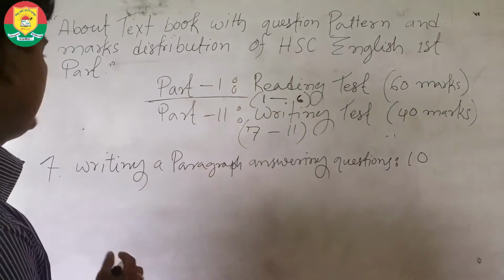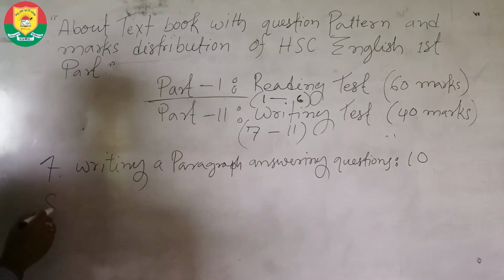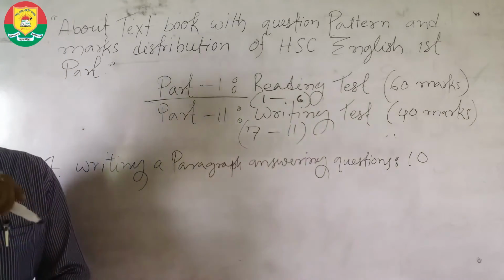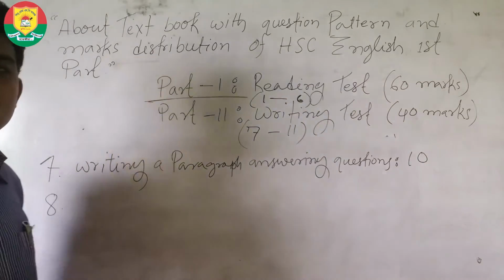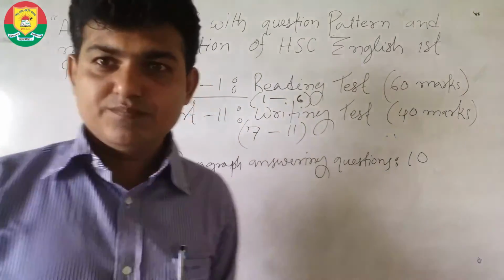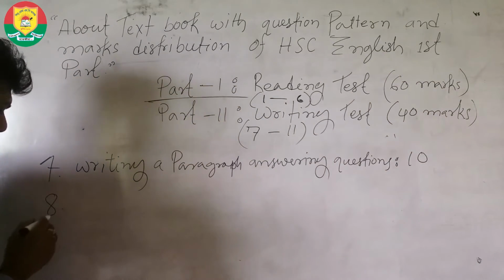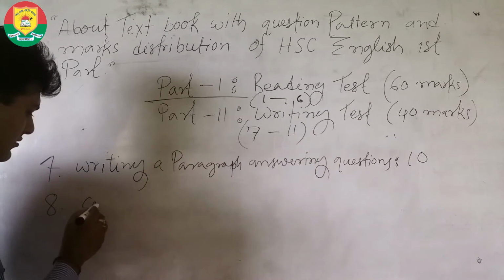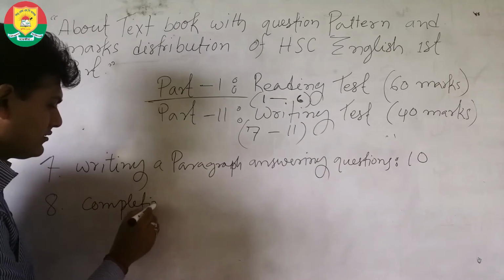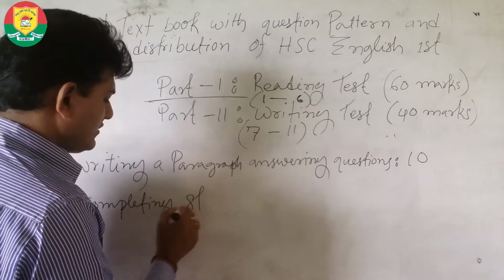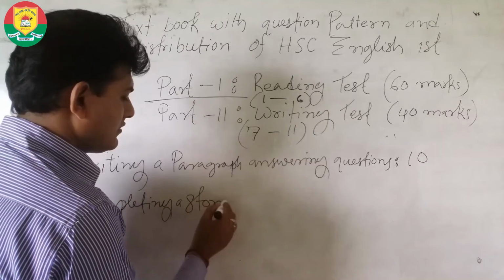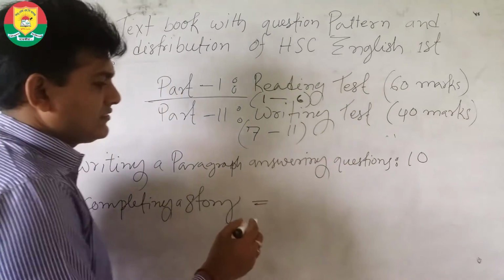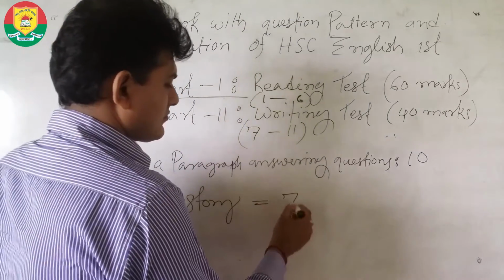Next, question number 8. Dear learners, here a story will be set incompletely. Completing a story. Completing a story contains 7 marks.